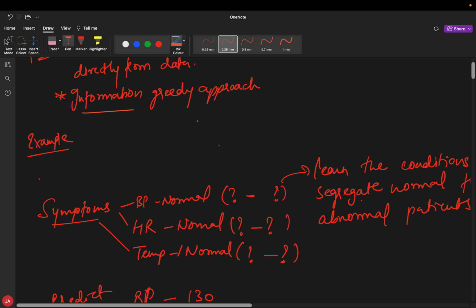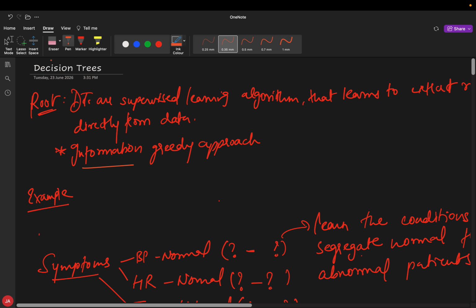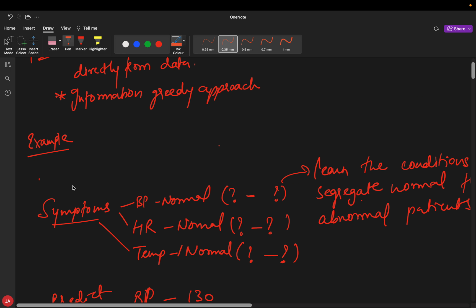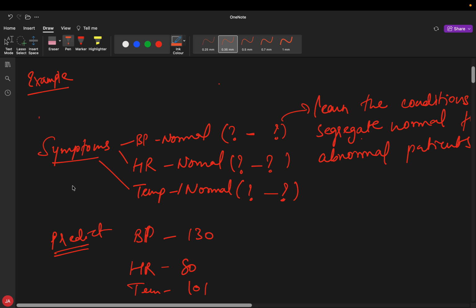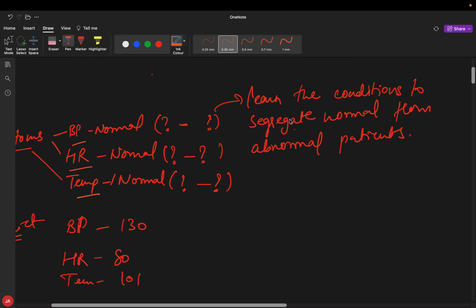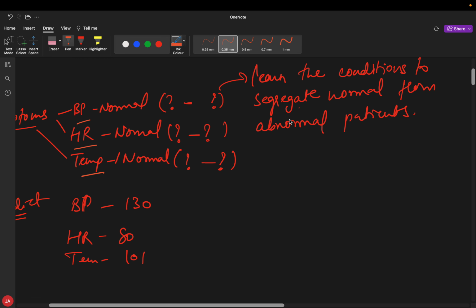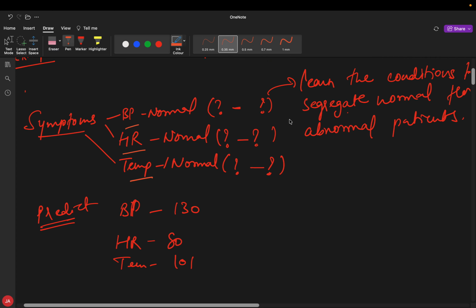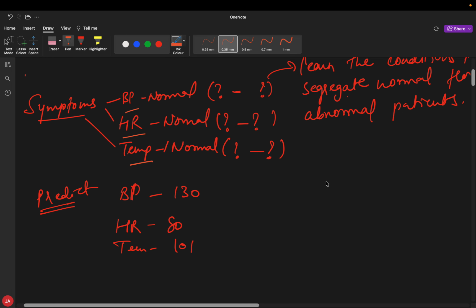So, information greedy approach. A decision tree is information greedy. Why? Let's say we have an example where we have BP, HR (heart rate) and temperature. We want to learn the condition to segregate normal from abnormal patients. We don't know the range. Let's say BP and heart rate have just been introduced, we don't know these features, and we are in, say, the 1500s or so.